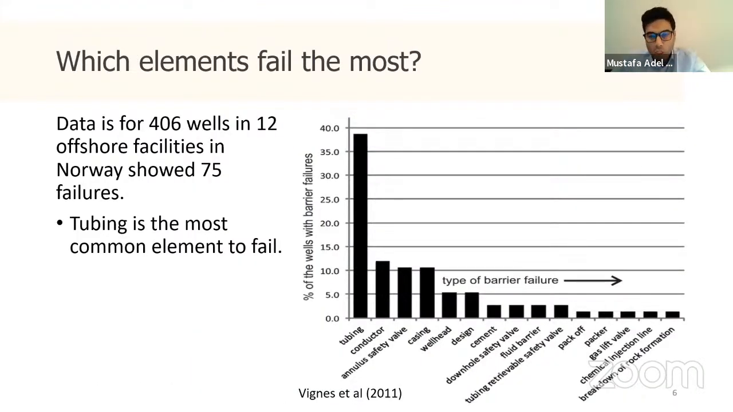And which element failed the most? In a study by Wegmans et al. in 2011, he studied 406 wells in Norway, and it showed 75 failures in 406 wells; 75 wells failed. He found that the majority of failures are related to failure in the tubing itself, then failure in the conductor, then annular safety valve failure, casing failure, wellhead, and failures related to cementing and so on. But the majority of failures are related to the tubing.